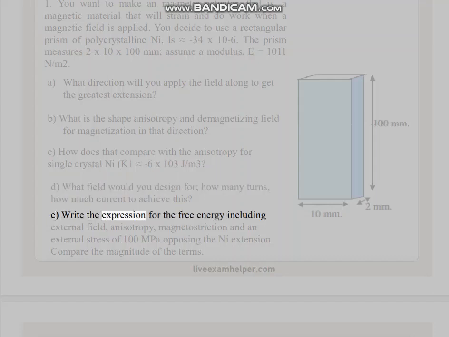E. Write the expression for the free energy including external field, anisotropy, magnetostriction, and an external stress of 100 MPa opposing the Ni extension. Compare the magnitude of the terms.